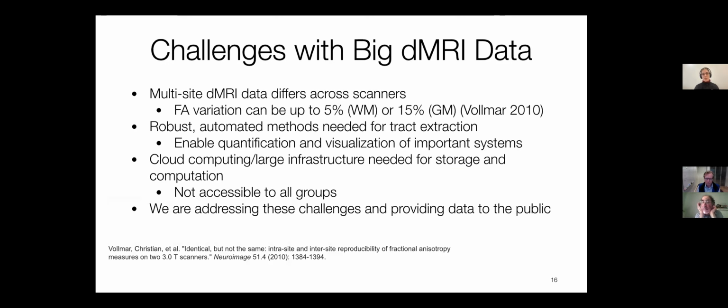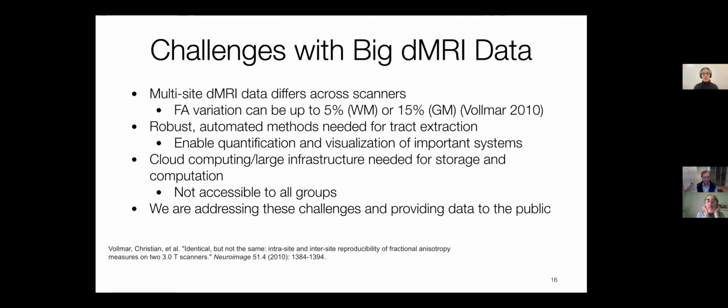But there are challenges, in particular with diffusion MRI big data. One of the main challenges is that multi-site diffusion MRI data differs across scanners, and the variability of FA can be up to 5% in the white matter or even 15% in the gray matter. I hear that at this UCLA brain mapping seminar, Yogesh Rathi spoke recently, so I think he told you a lot about harmonization already. So I'm going to just speak briefly about that.